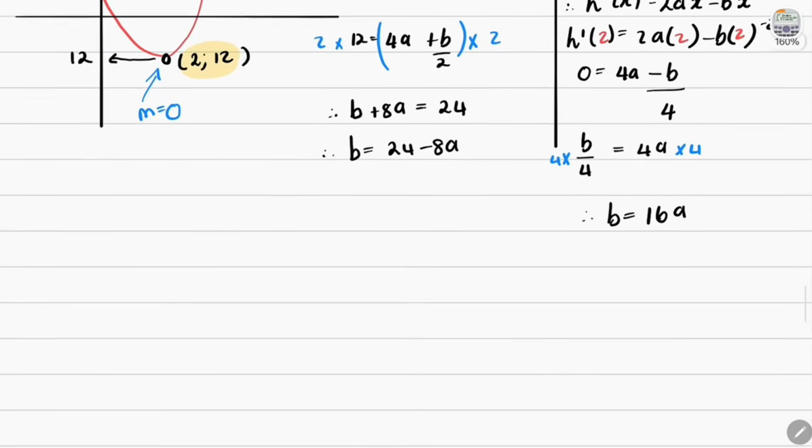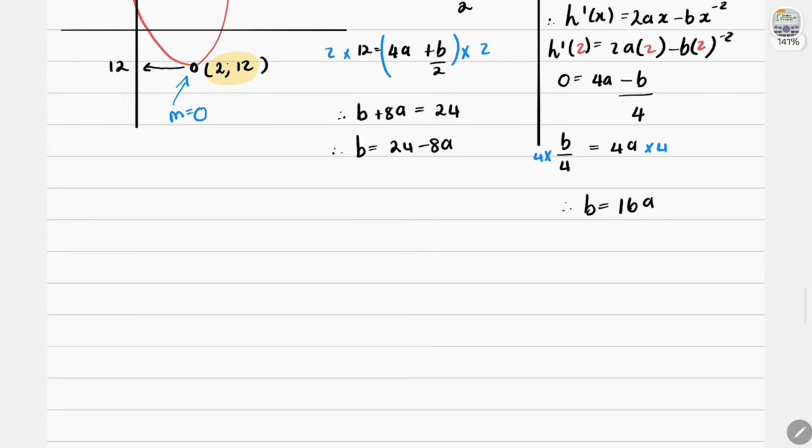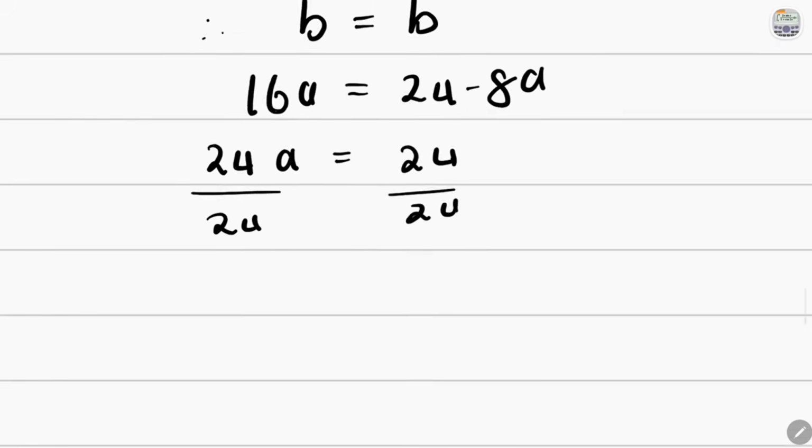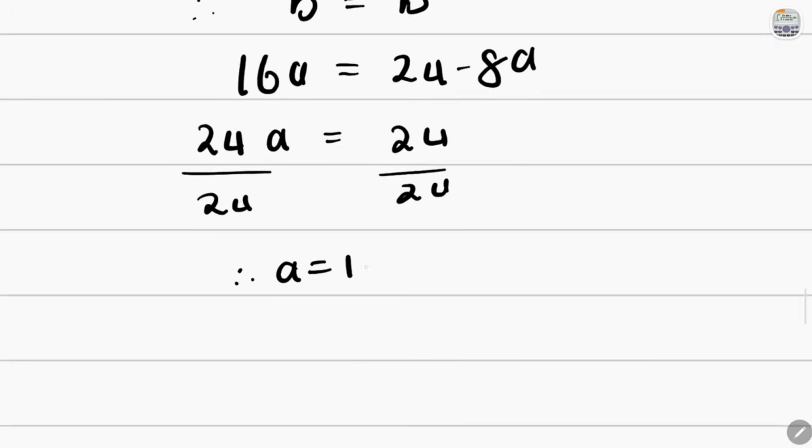Okay, so now you see that we have two equations with b as the subject. So we can say b is finally equal to b. Therefore, I'm just going to write the 16a first, just because it's bigger than 8a, so it's going to be positive. It's equal to 24 minus 8a, and transpose that 8. So 16 plus 8, that's 24 as well. 24a is equal to 24. Divide both hand sides of the equation by 24. Therefore, a is finally equal to 1.